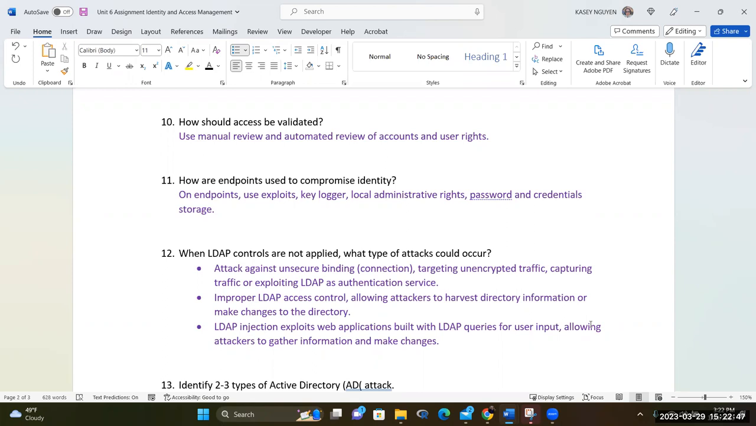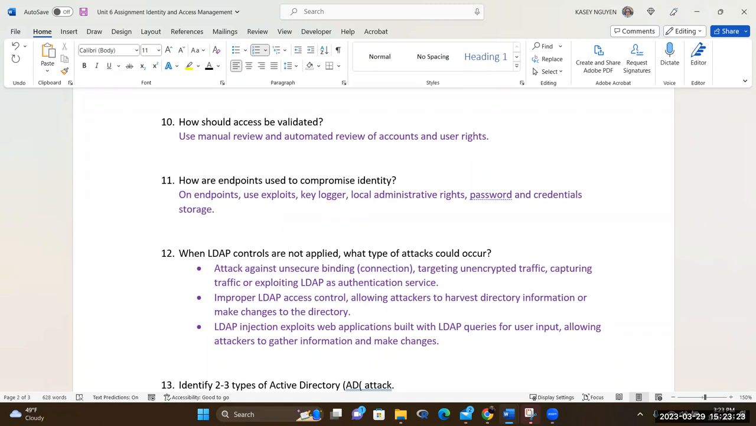So ultimately, earlier we talked about authentication and LDAP plays a big role in that. So for number 12, it asks you, when are LDAP controls not applied, what type of attacks could occur? Oh, I think I meant when LDAP controls are not in use or are not applied. What type of attacks could occur?